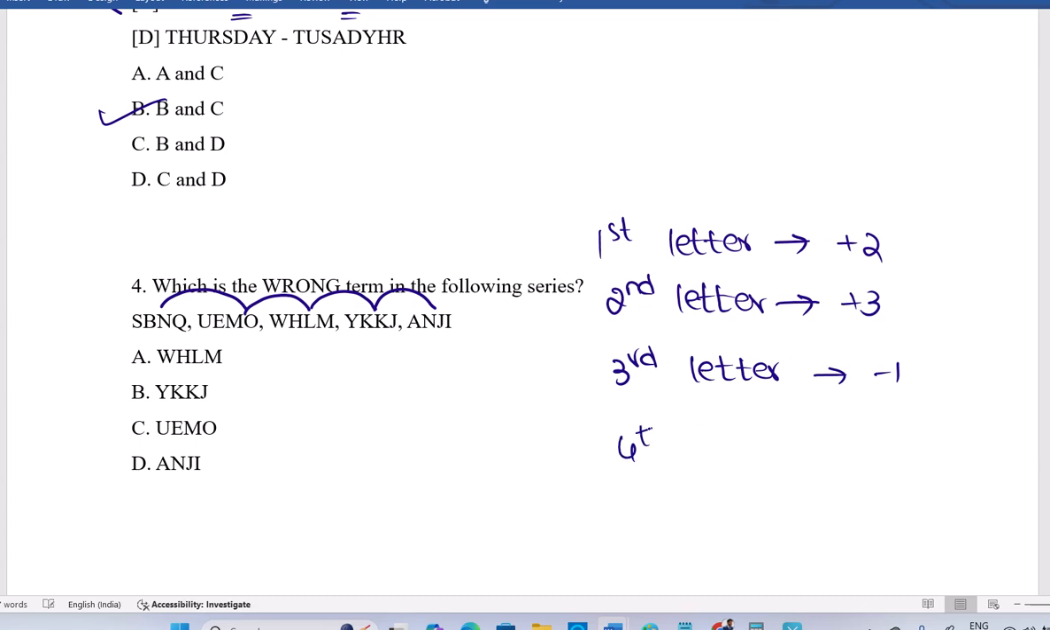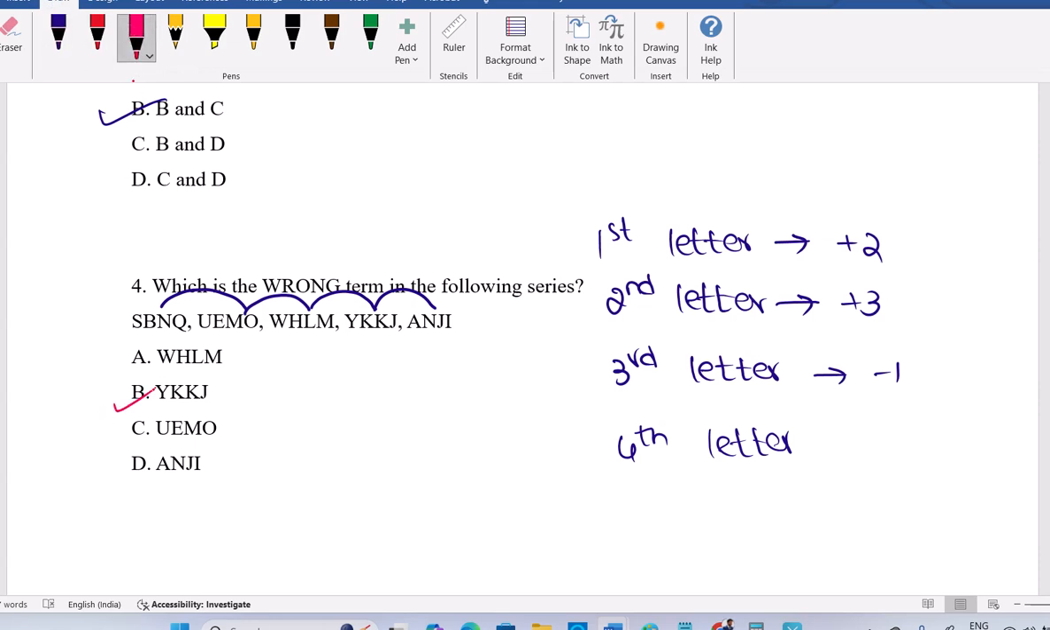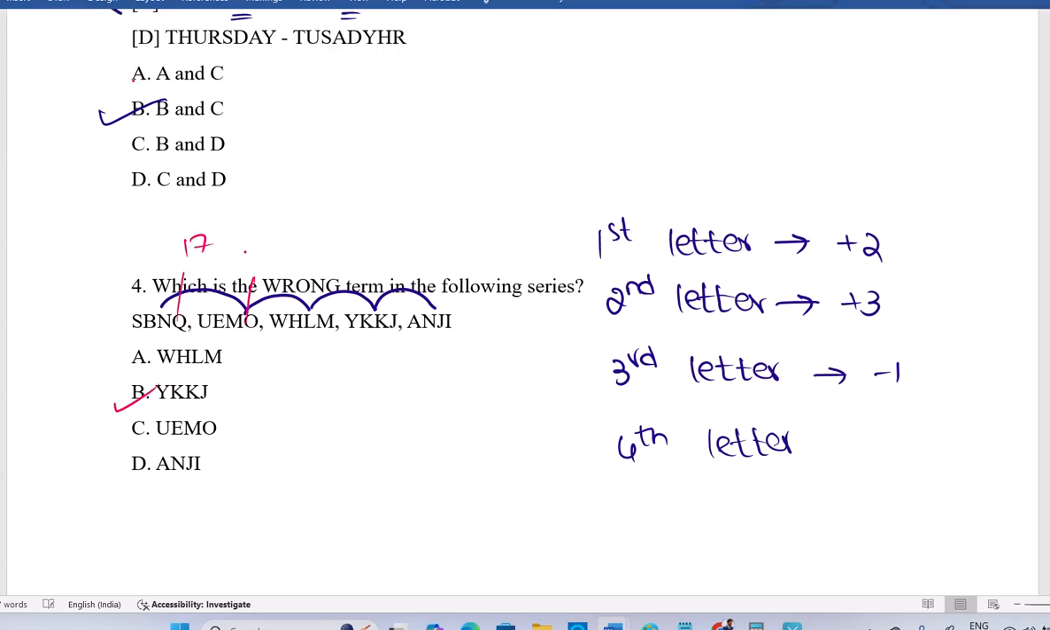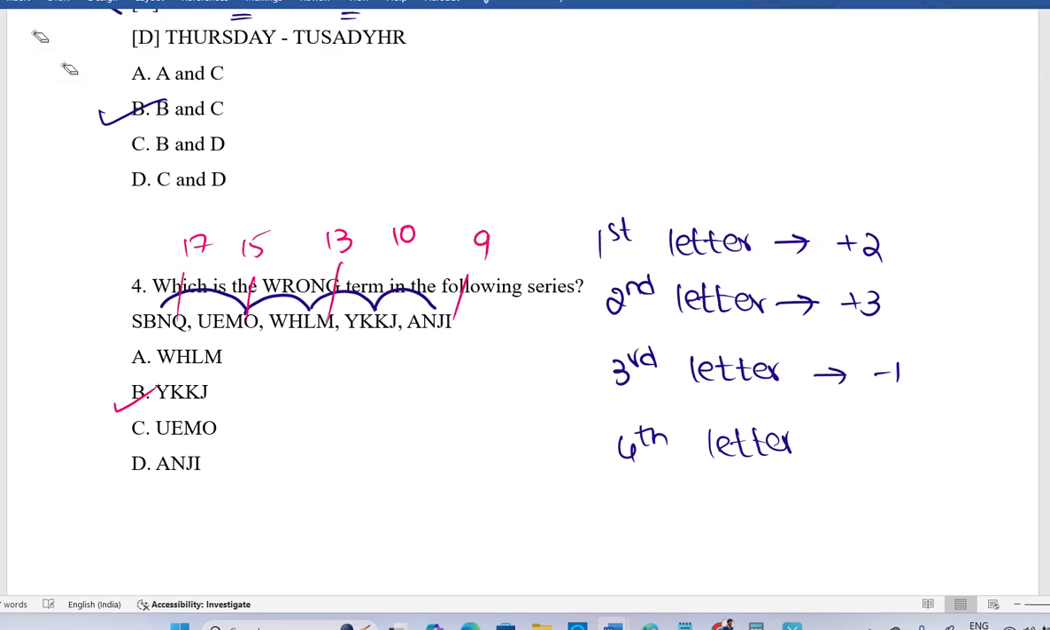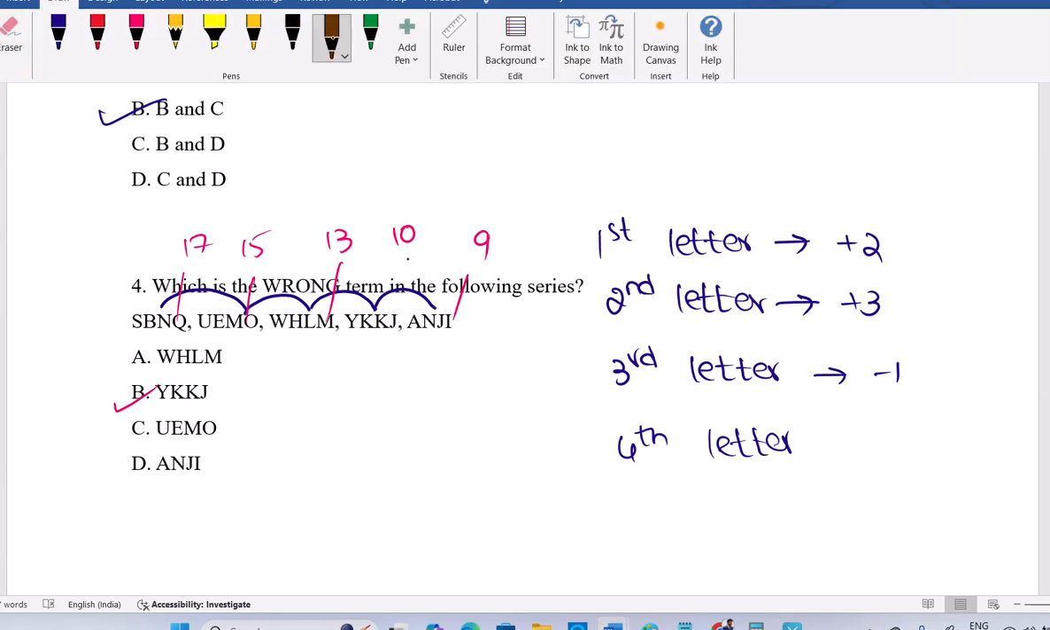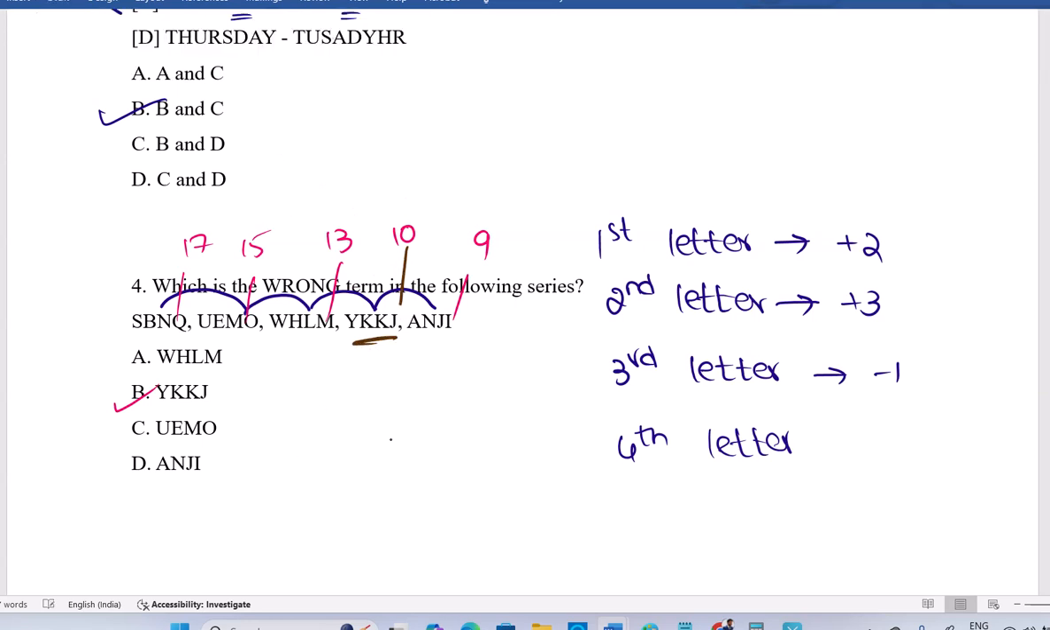Now the fourth letter we have to look at clearly. That's where maybe trouble is available. So in fact, YKKJ is the answer. 17, this is 15, 13, this is 9. Here this is 10. Second letter is 10 here. We want the last letter to be 10, but we want 11, right? If you observe, that is disturbing, that's why the answer is YKKJ. Minus 2 logic is happening, but that one thing is disturbing. Wrong term in the series.